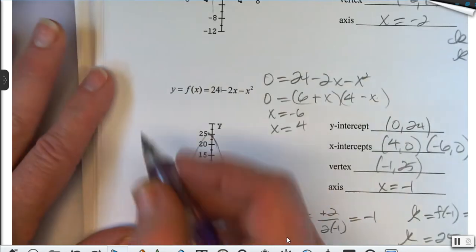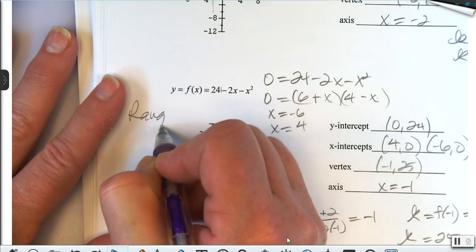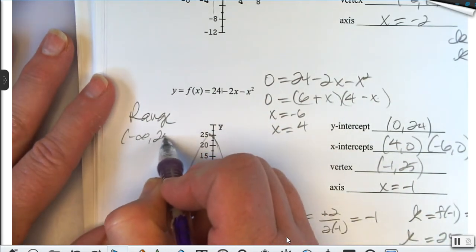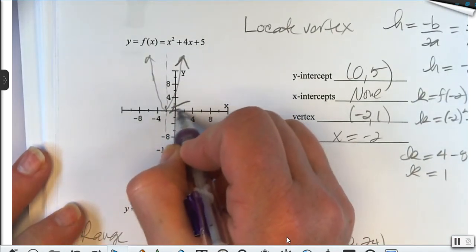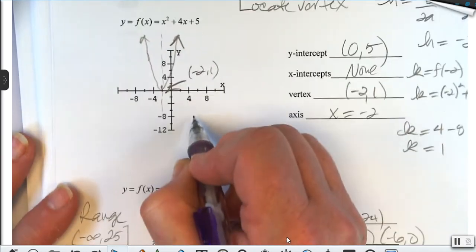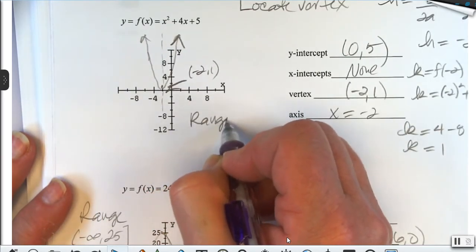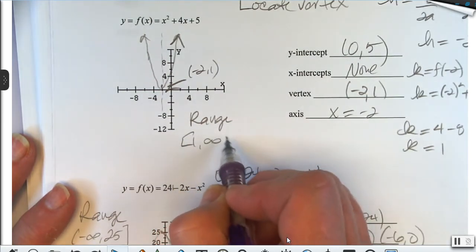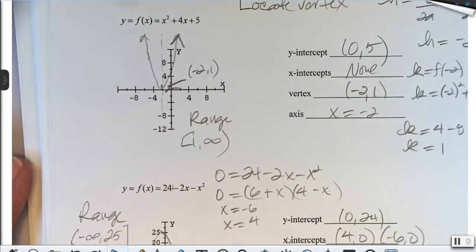Okay, and again, if I was interested in the range of this function, it's going to be from negative infinity up to and including 25. Likewise, this one here, since my vertex at this one was at (negative 2, 1), if I was interested in the range for this function, lowest y value is at 1. Everything is greater than that.